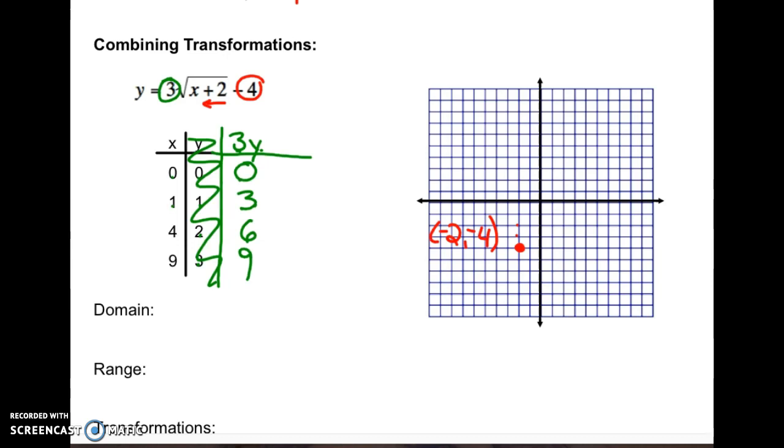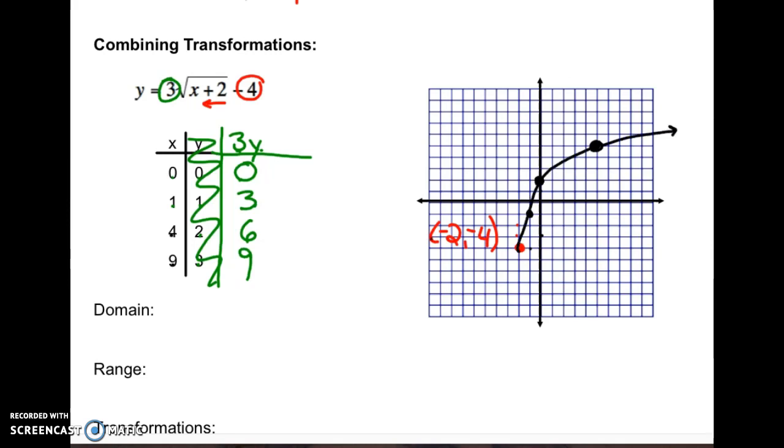So let's take a look at that. Right 1 and up 3. Right 2 and up 6. 1, 2, 3, 4, 5, 6. Over 9 and up 9. Sorry, it took me a while to count that one. And it's still kind of like that half parabola shape.